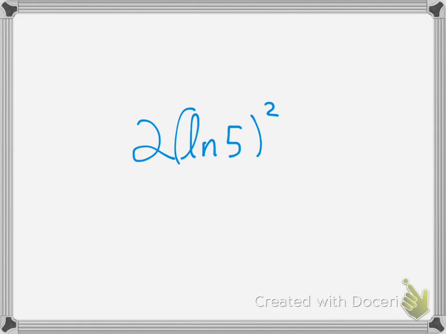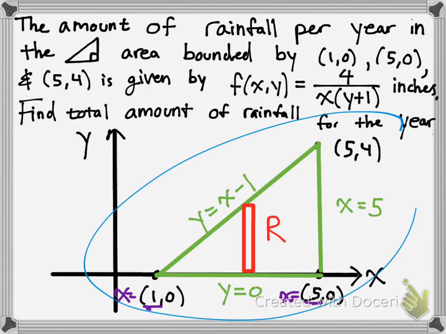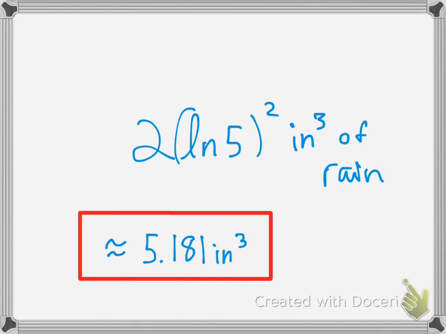That's it. And our units was in inches, and since it's volume, inches cubed of rain. Boom, you just figured out that that year there was 2 times ln of 5 squared inches of rain. And if you want to know what that number is, that's about 5.181 inches cubed of rain. So remember, since we were only doing it over a small region, which was a triangle, which was a very small triangle if you think about it, that's how much water was in that area over that year.